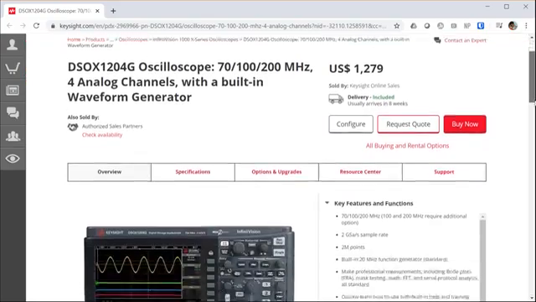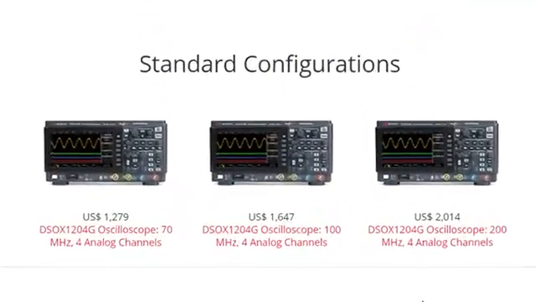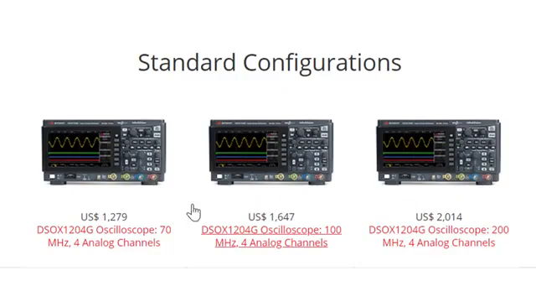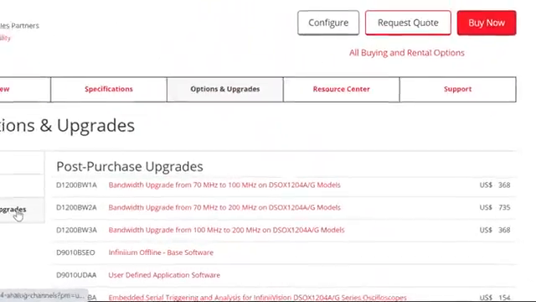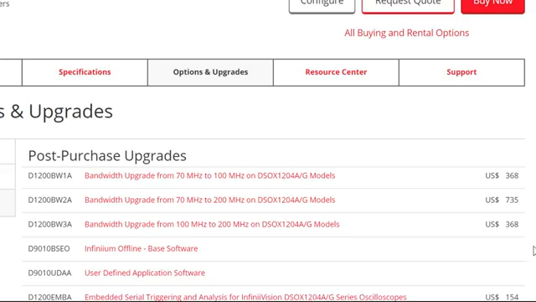Now let's talk about price. Keysight is a well-known brand in the engineering world, and they make fantastic test equipment, but you're gonna pay for it. This is essentially the Cadillac of oscilloscopes. For the 1204G, we see that there are several versions available based on the bandwidth. It's about $1,300 for the 70 MHz model, about $1,650 for the 100 MHz model, and over $2,000 for the 200 MHz model. Here's the interesting part. You can buy a low bandwidth model and then later buy an upgrade for it, which makes me think that the bandwidth is just limited in software in the scope itself.